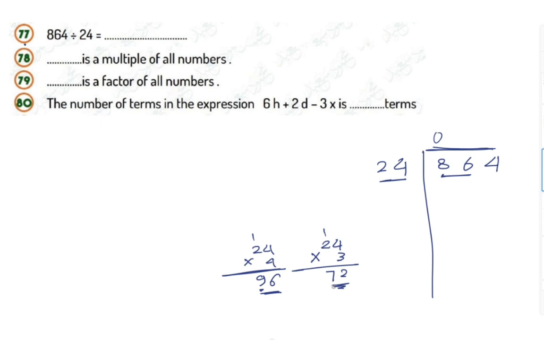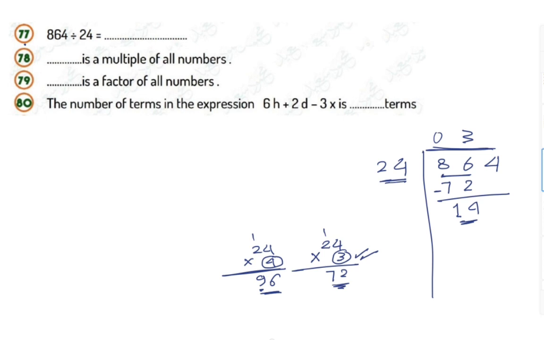Okay, and 72 is less than 86. So I will use what? 3 or 4? Of course I will use 3. So I will write 3 here. And then multiplication 3 by 24. 3 by 24 equals 72. Now subtraction. 6 minus 2 equals 4. And 8 minus 7 equals 1. Now we have 14 divided by 24.